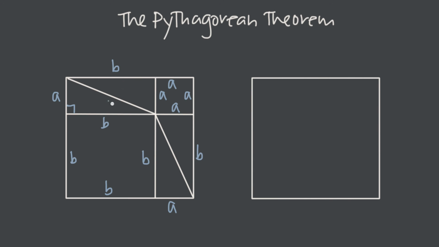So notice here that by the Pythagorean theorem, I have four triangles. The length of the legs are A and B, and the length of the hypotenuse I can call C.